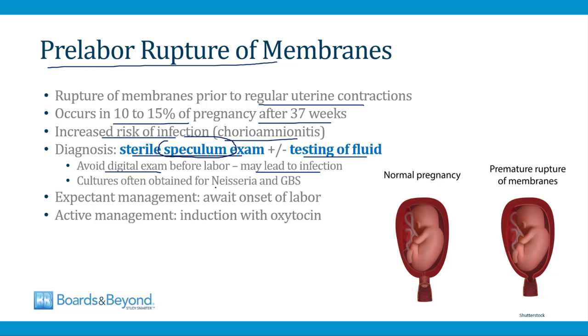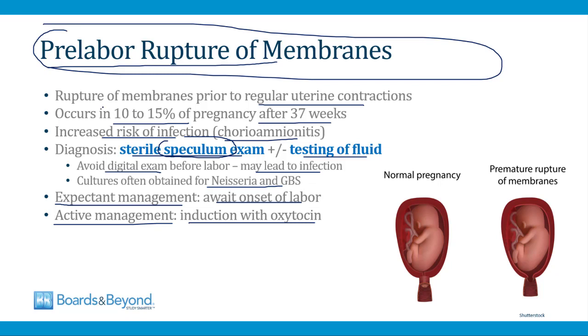Also, cultures are often obtained for Neisseria and group B strep because infection with these agents is associated with pre-labor rupture of membranes. Once you identify that the membranes have ruptured before the onset of labor, there are two options going forward. Expectant management is to await the onset of natural labor, and active management refers to the induction of labor with oxytocin. And one of the common reasons to induce labor is if pre-labor rupture of membranes has occurred.